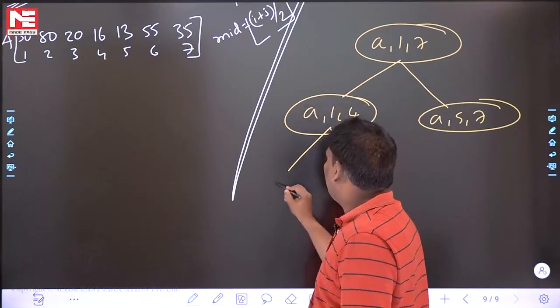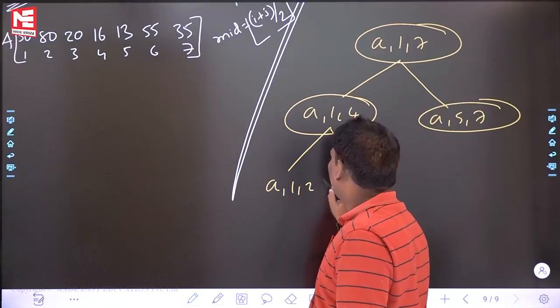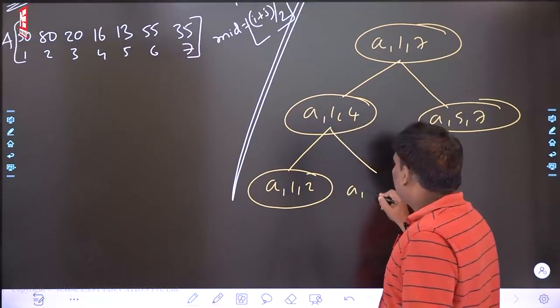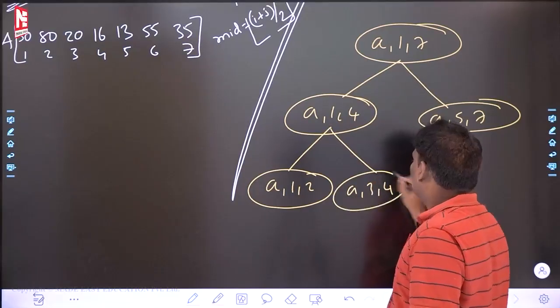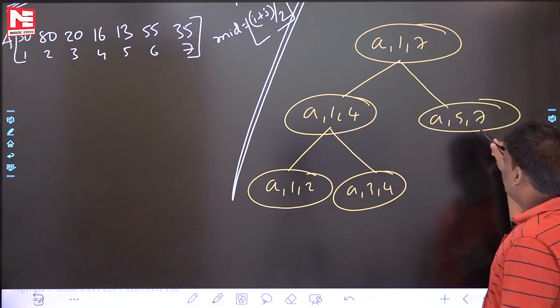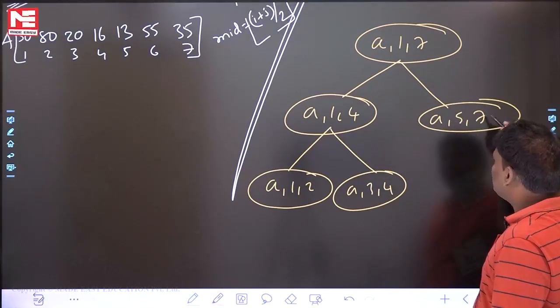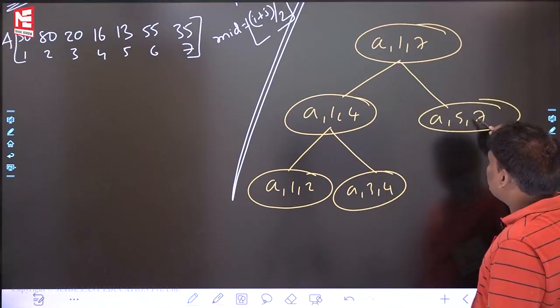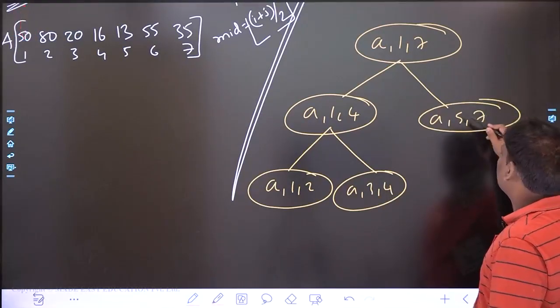Take the floor value. So array A which contains 1 to 2, sort. Array A which contains 3 to 4, sort. Similar way here also, array A which contains 5 to 7. Means how many? 7 minus 5 is 2, plus 1, 3. Three elements are there, so it is a big problem.